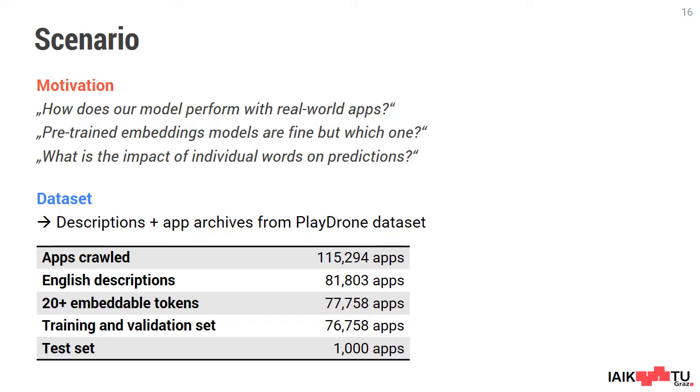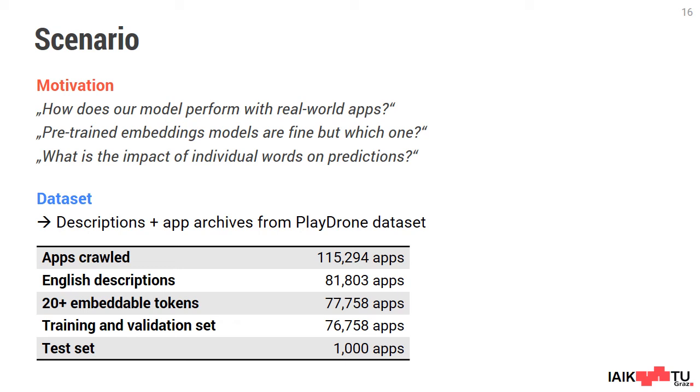We evaluate our approach using real-world applications from the PlayDrone dataset. We opted for this repository of apps as it doesn't only feature raw app archives, but also provides metadata from Google Play, including the app description text, category, and download count. We downloaded 115,294 Android apps and corresponding metadata from this dataset.